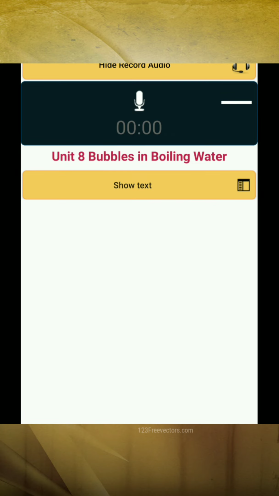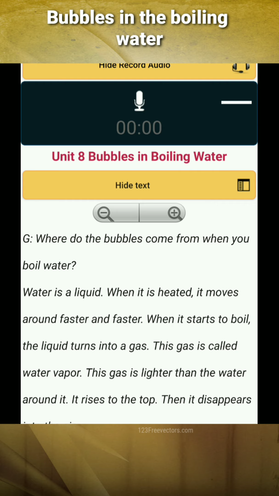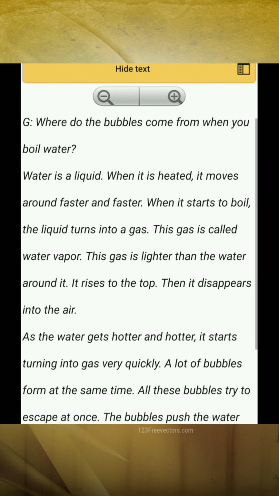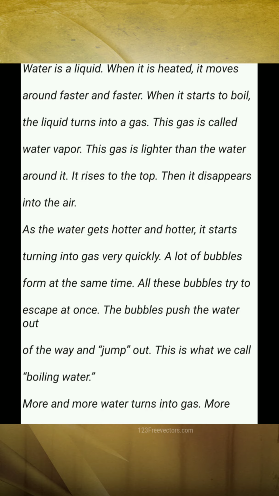Unit 8. Bubbles in boiling water. Where do the bubbles come from when you boil water? Water is a liquid. When it is heated, it moves around faster and faster. When it starts to boil, the liquid turns into a gas. This gas is called water vapor. This gas is lighter than the water around it. It rises to the top. Then it disappears into the air.